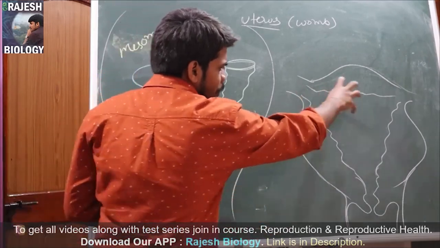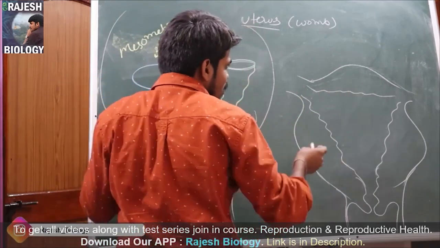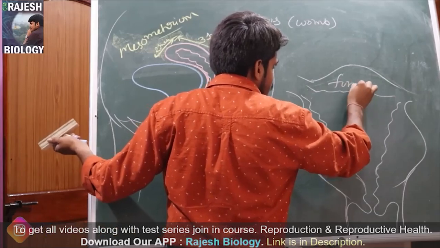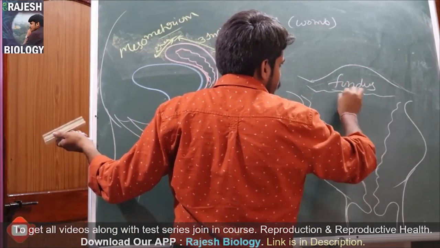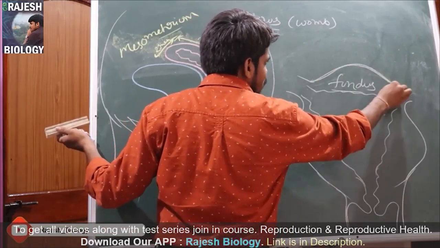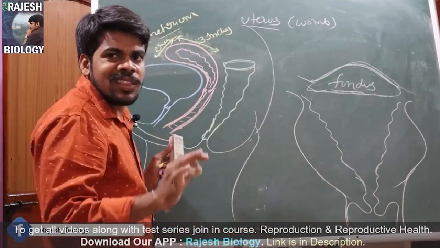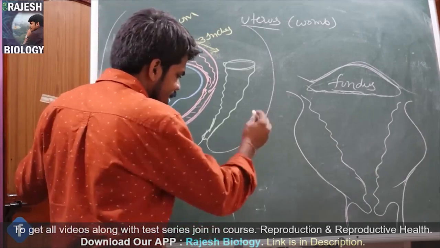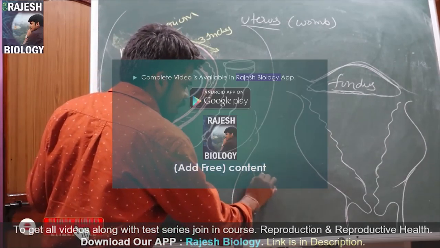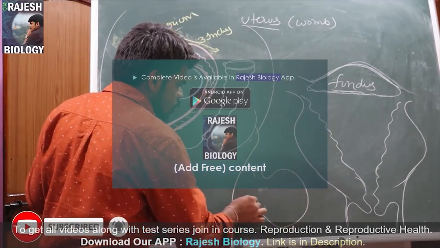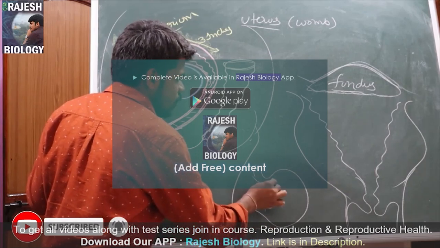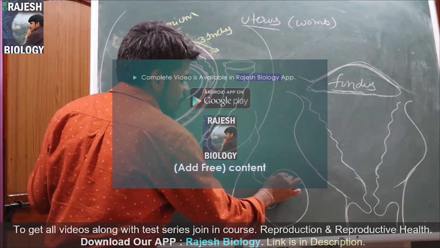Now come to the parts of the uterus. It has the wider part, that is fundus. Remember, wherever you find this type of structure, that is the fundus. You can get this type of structure in the digestive system also. Stomach. This is called fundus in the stomach.